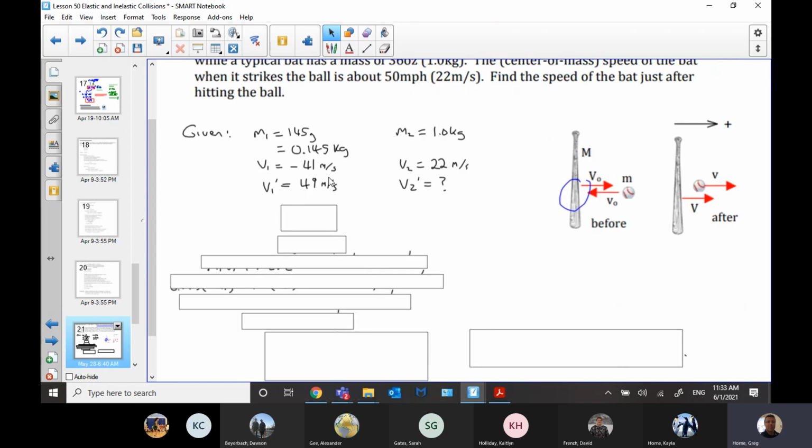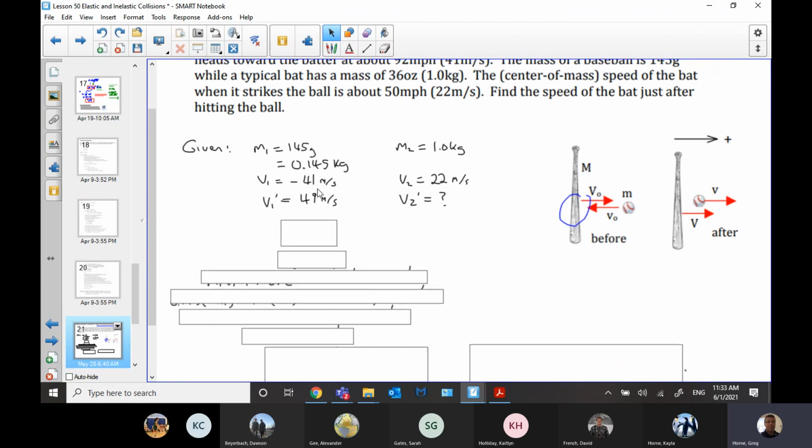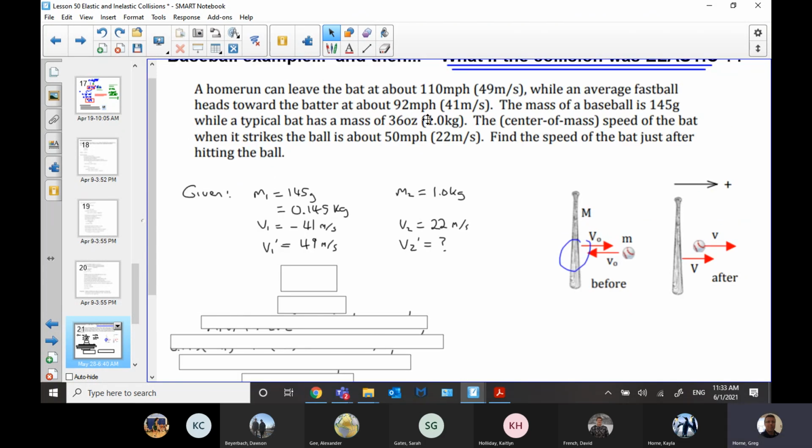They're saying this is the final velocity of the, what is that one there? V1 is the ball. So the final velocity of the ball is 49. Yeah, that's the 49 final velocity of the ball. The initial velocity of the ball was 41 the other way, so it's a minus. And then they said the bat was going 22. They're asking a little bit of a weird question: what's the speed of the bat after hitting the ball?